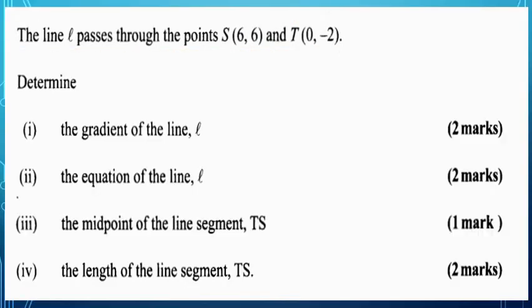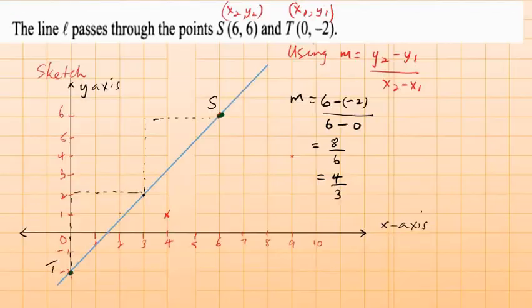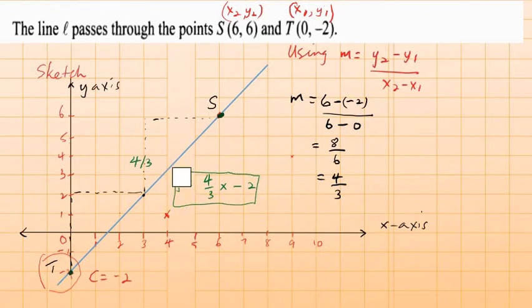Next question: the equation of the line L. Just by looking at this graph again, we can see it cuts at -2. So c is equal to -2, where the line cuts the y-axis. It cuts at -2, and the gradient is given by 4 over 3. So just by working here, I can get y is equal to 4 over 3 x minus 2, because c is equal to -2, and this here is my equation.